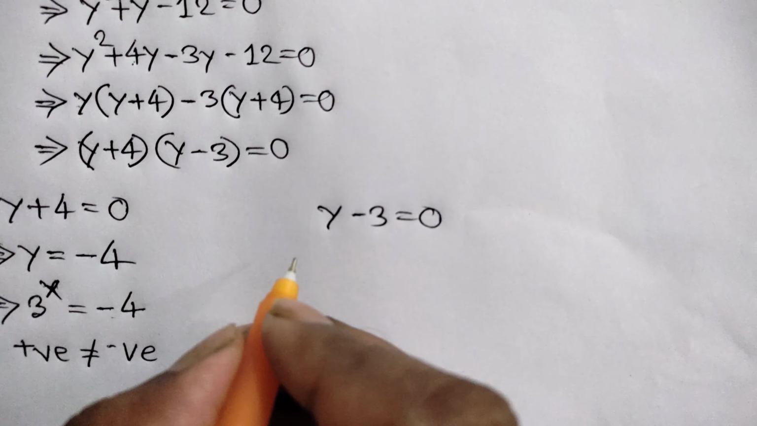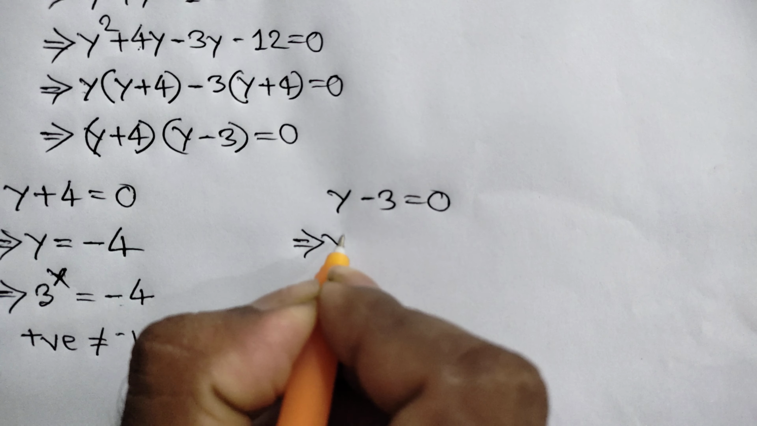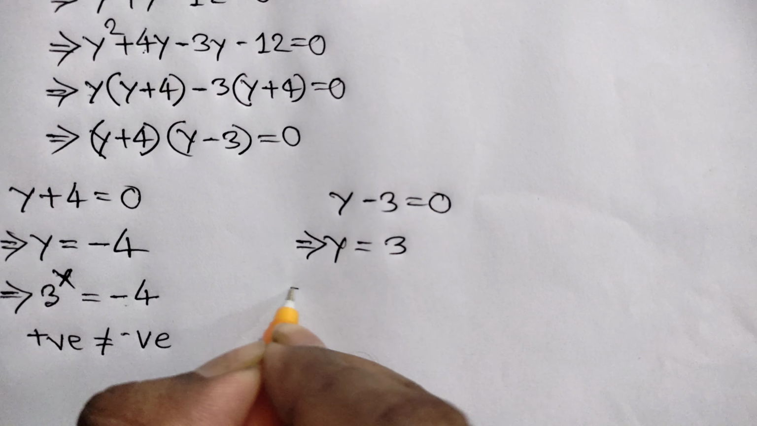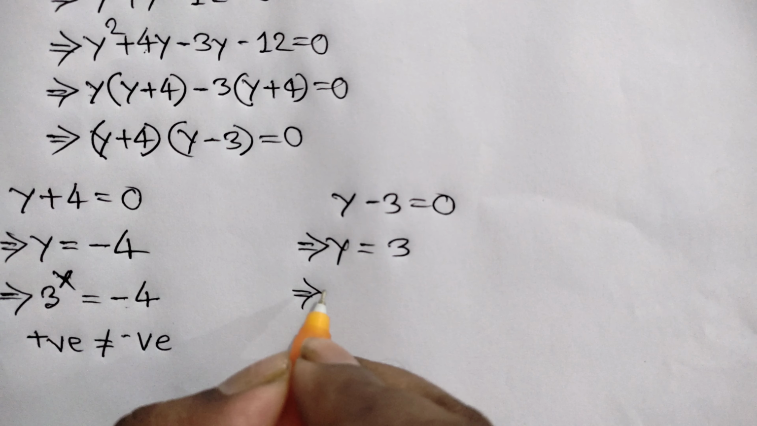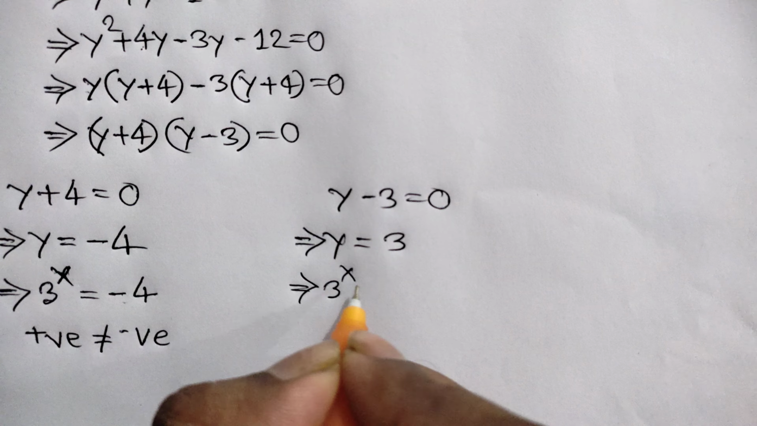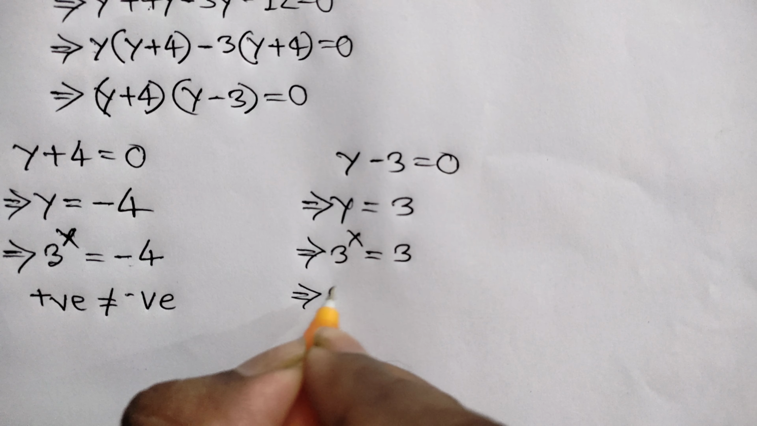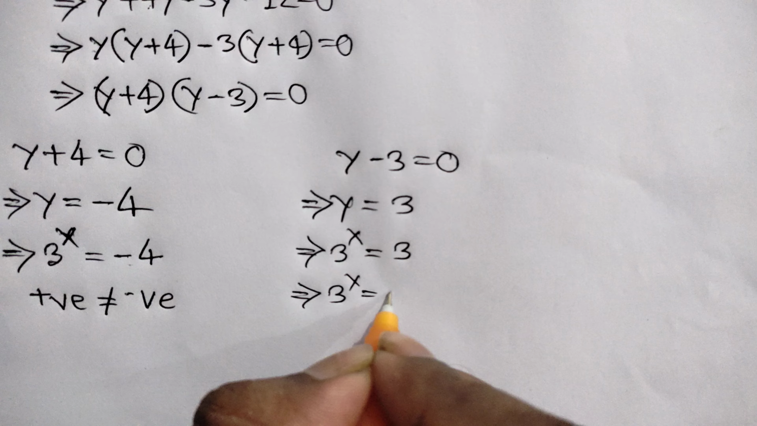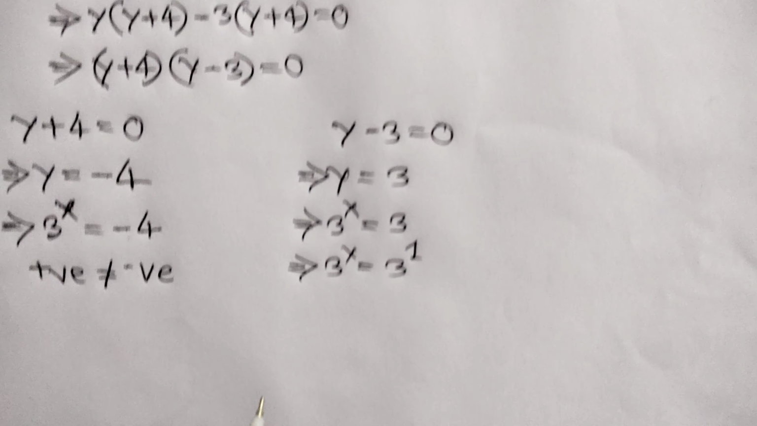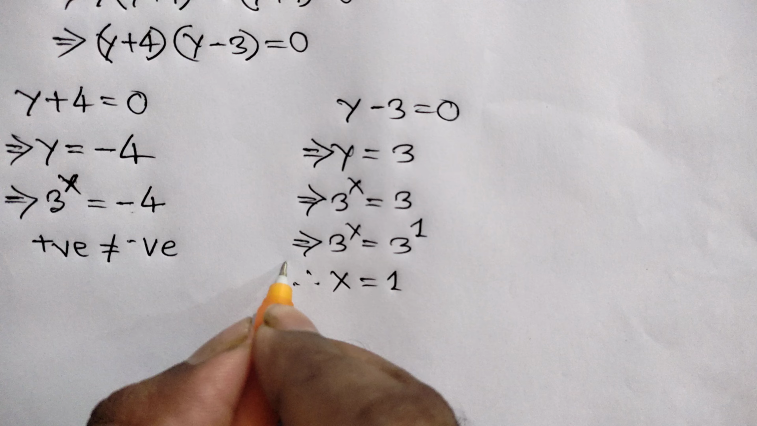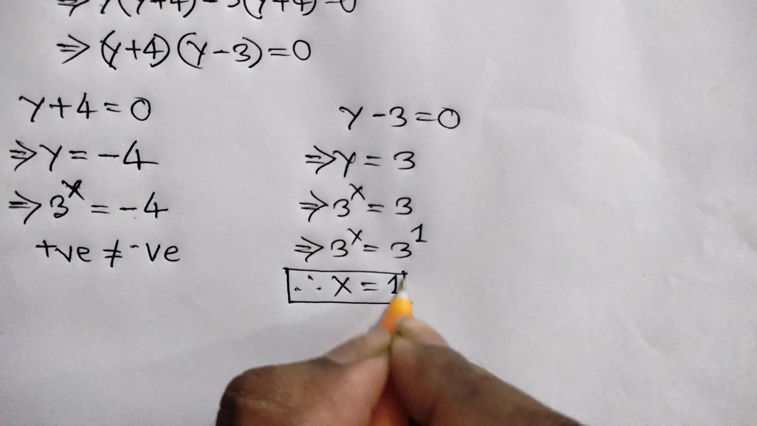Then from here we can write y is equal to, taking this negative 3 to the right side, we will get 3. Since y is equal to 3 to the power x, we can write 3 to the power x is equal to 3, and 3 to the power x is equal to 3 can be written as 3 to the power 1. Now here we can write x is equal to 1, so our final answer is x is equal to 1.